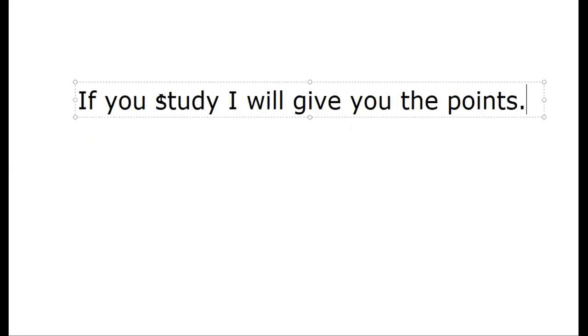So you can see the two parts over here, okay? And there are two clauses. This is the first clause and this is the second clause, right? So we have two clauses. This one has the word if and this one has the word will. Sometimes this may be the word won't as well if it's in negative. If you study, I will give you the points.